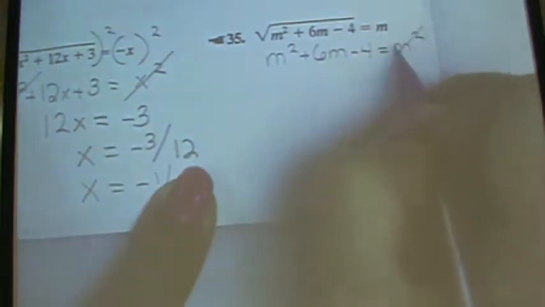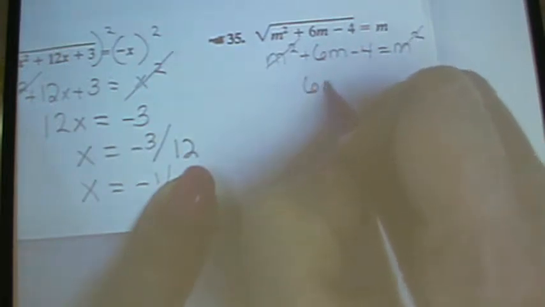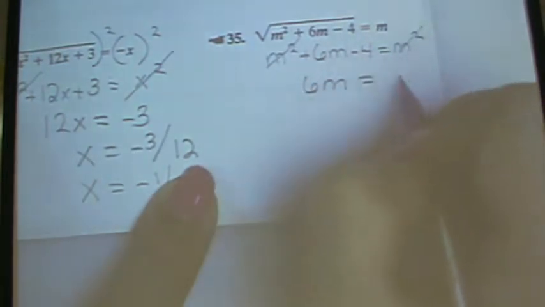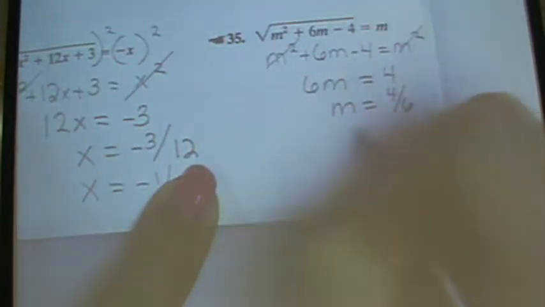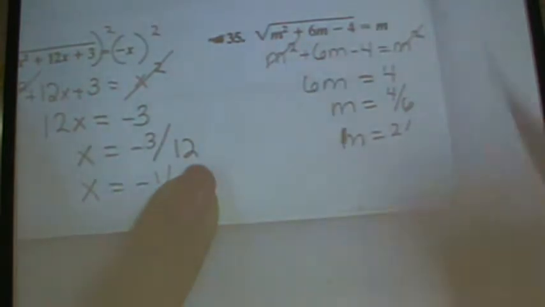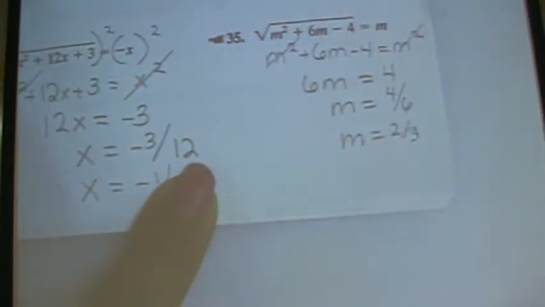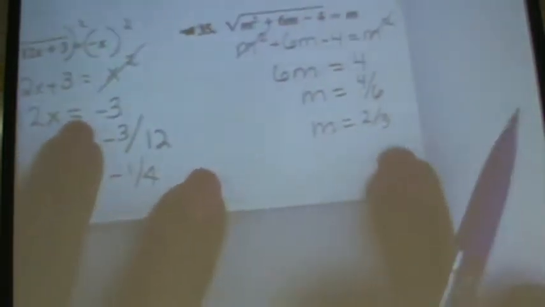This one, same thing, you're going to square both sides. These cancel. I'm going to bring 4 over. I'm trying to skip some steps. x equals 2/3. And you're going to check to see if that works. So let's check 2/3.